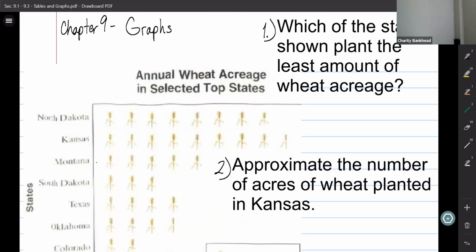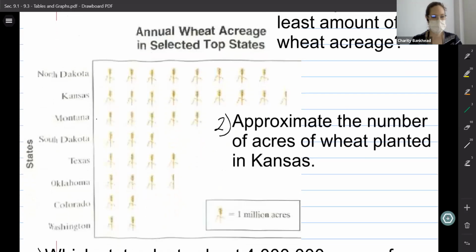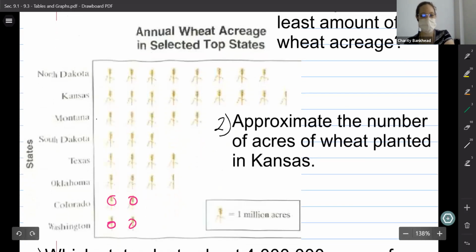All right. So question number 1 says, which of the states shown plant the least amount of wheat acreage? So that's going to be Colorado and Washington, because they only have 2 of these little guys each. So the answer to that is Colorado and Washington.